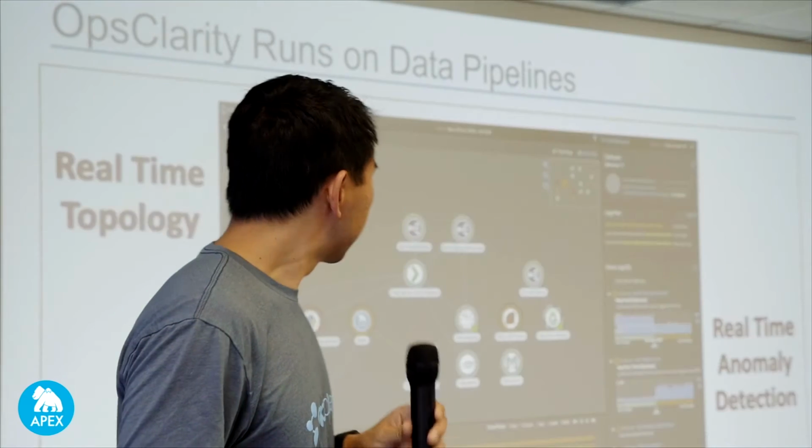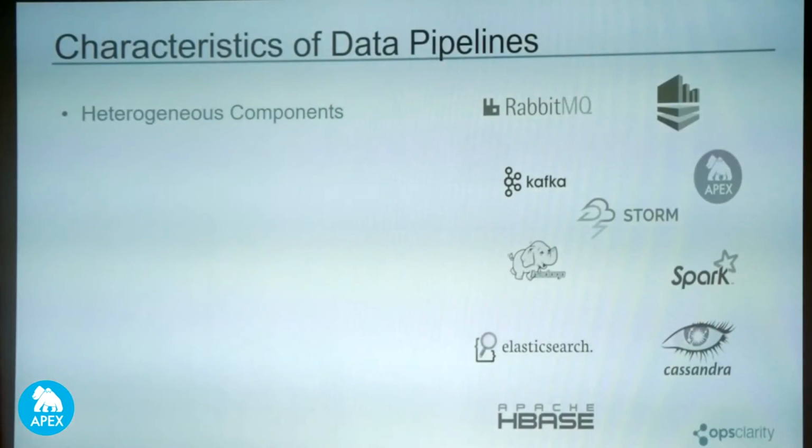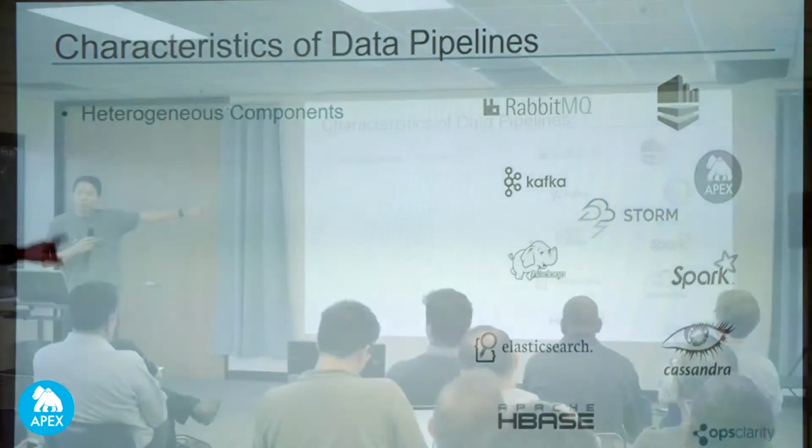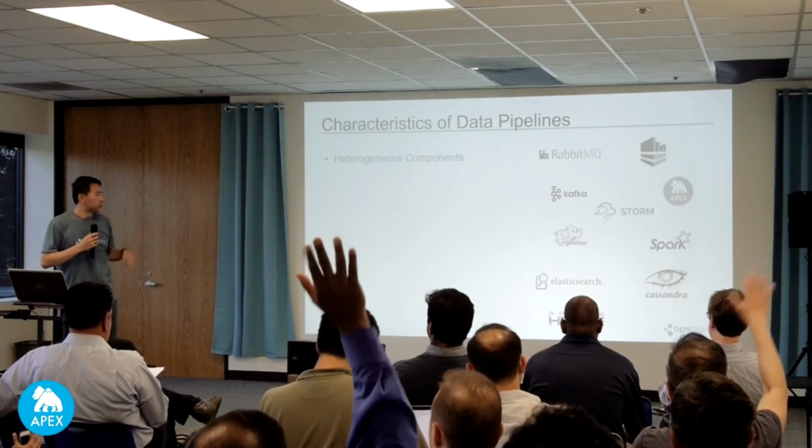Okay. So let's talk a little bit about the characteristics of data pipelines. So what have we learned? What's common? So typically, data pipelines are heterogeneous, right? So these are a small subset of the technologies out there that you use to build data pipelines. Can I get a raise of hands? How many people who work at companies use at least one or more of these technologies? So more than half, which is what we expect.